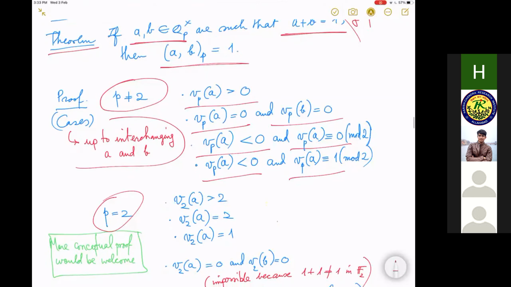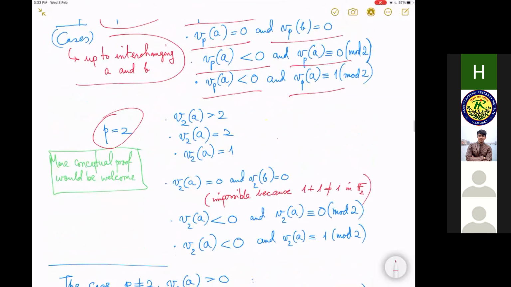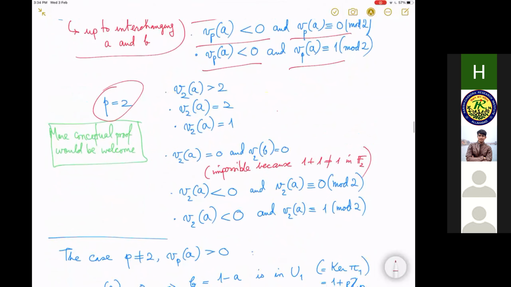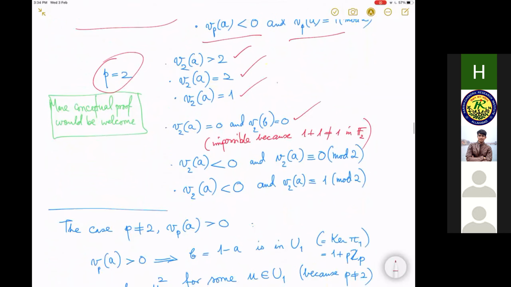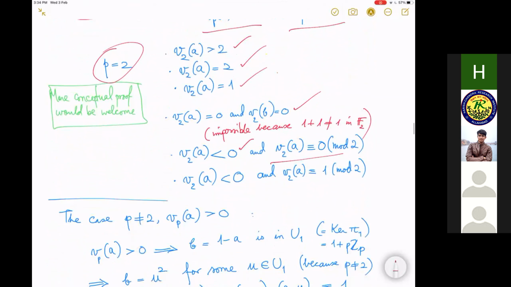For P equal to 2, we'll consider even more cases. So if the valuation is strictly greater than 2, or equal to 2, or equal to 1, or both the valuations are equal to 0, or the valuation of A is strictly negative and even, or finally the valuation is strictly negative and odd.